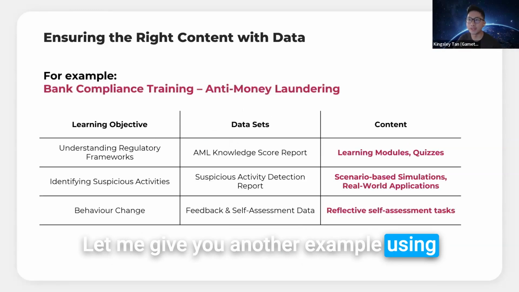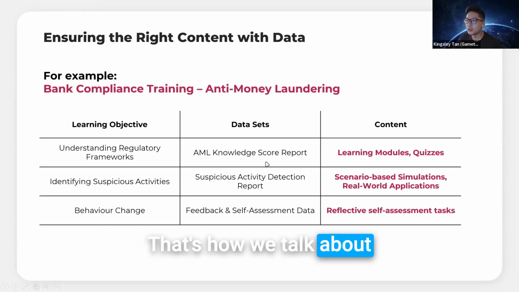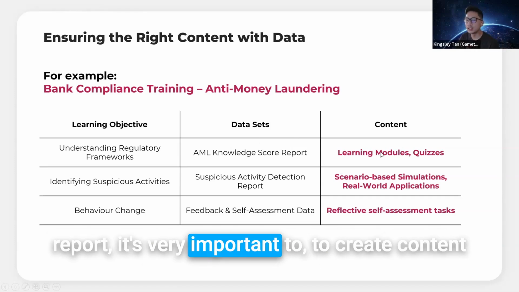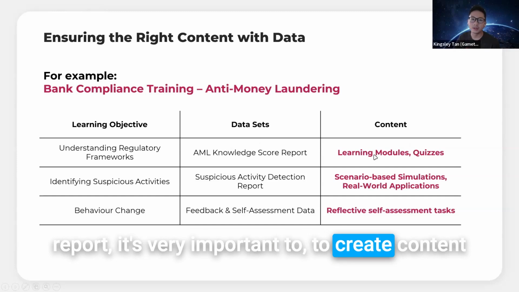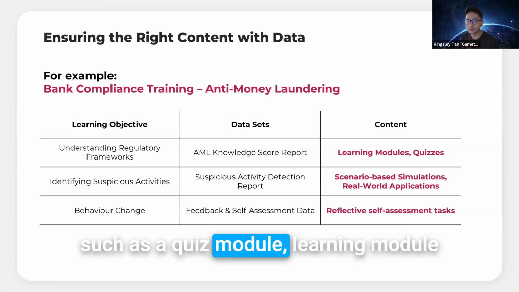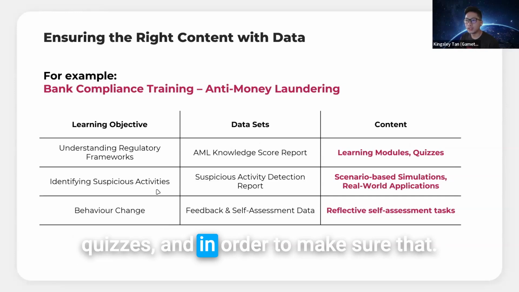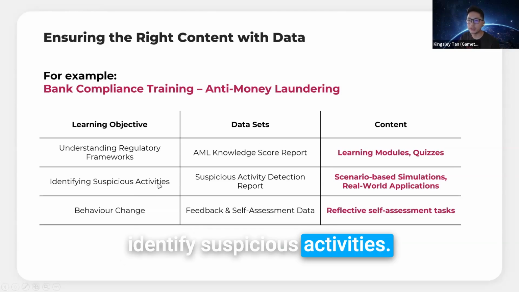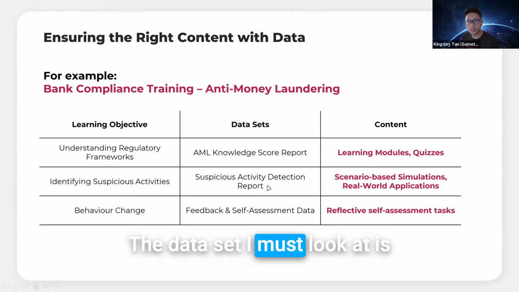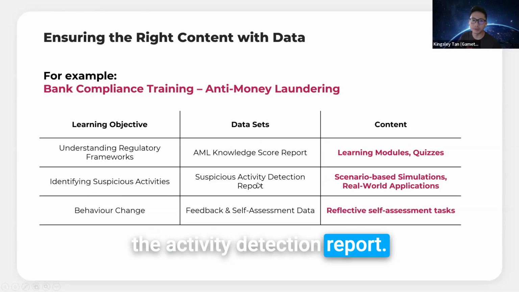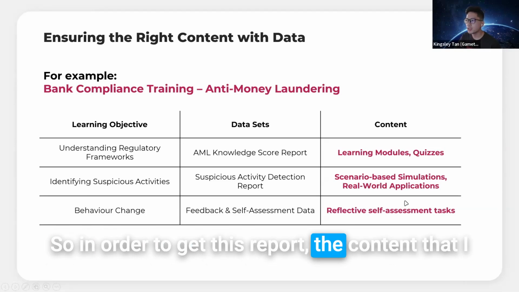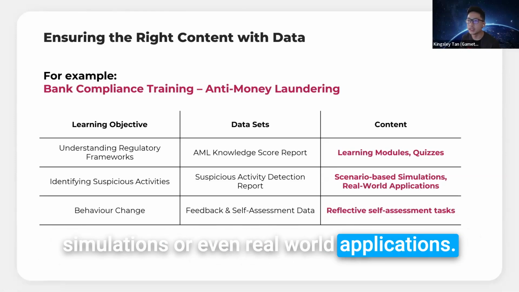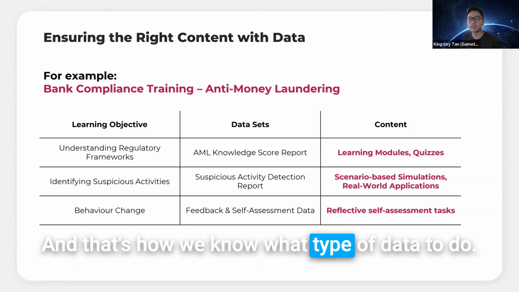Let me give you another example using the bank compliance training again. Just now we talked about the knowledge score report. So I know that in order to have this type of report, it's very important to create content such as a quiz module, learning module, quizzes. And in order to make sure that my employees are able to identify suspicious activities, the data set I must look at is the activity detection report. So in order to get this report, the content that I have to input in my LMS can be scenario-based simulations or even real-world applications. And that's how we know what type of data to use.